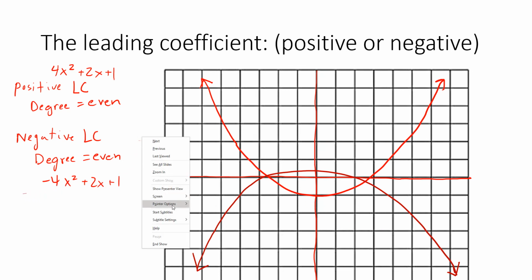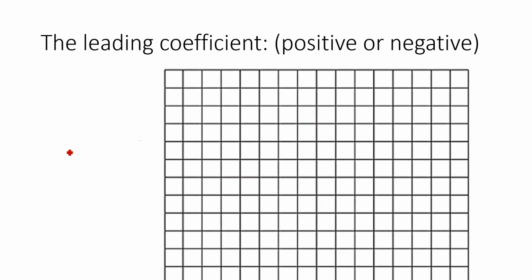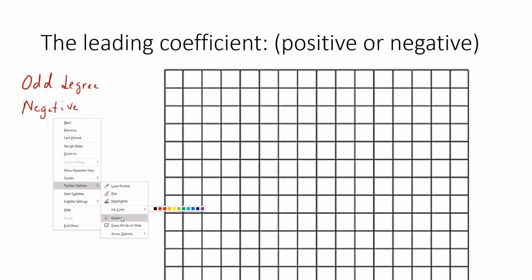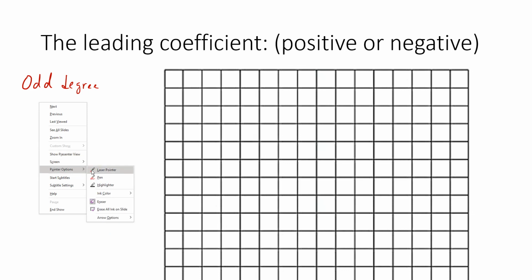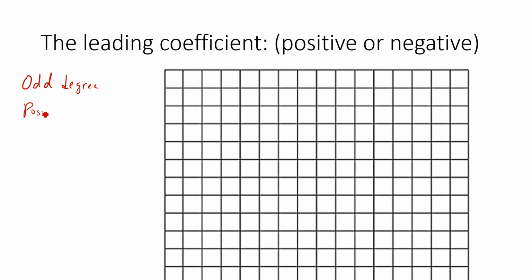Now let's go back, change this up, and look at odd degree and negative. I guess we can start off with negative this time. Negative. Now, you know what? Sorry, I just think it's better to start off with the positive one. Positive leading coefficient.